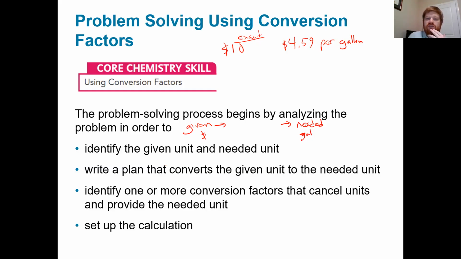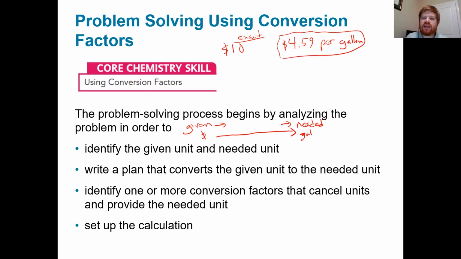Well, okay, so we have dollars. Can we convert from dollars directly to gallons? Sure enough, we can. We have $4.59 per gallon. So we can convert from dollars to gallons. Now that's a little boring.